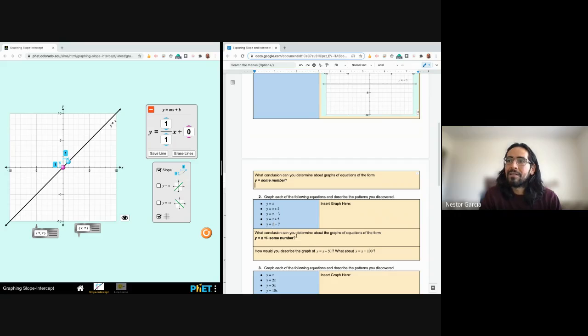x, and then use that description that you came up with, that pattern, to make sense of what the line for the following two equations would look like: y equals x plus 50 and y equals x minus 100. And then again, continue the rest of the sections using this tool as a guide.